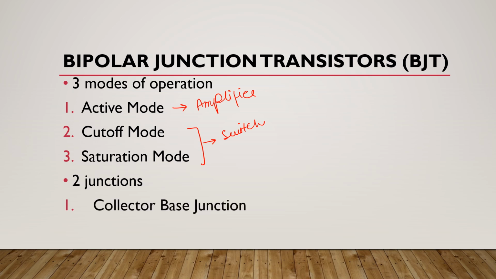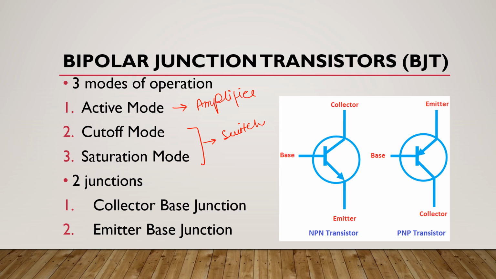Now, there are two junctions in bipolar junction transistors. First is the collector base junction, and second is the emitter base junction. Now look at this figure. We know that this is NPN transistor, and here this is collector base junction, and this is emitter base junction. Now in case of PNP transistor, this is emitter base junction, and this is collector base junction.